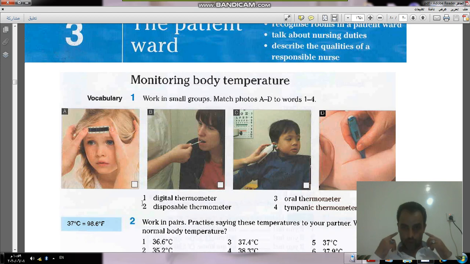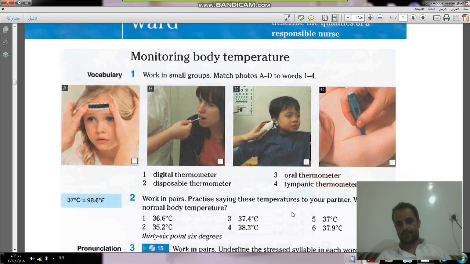Thanks. Now listen to me and repeat. It is necessary to repeat. Number 1, digital thermometer. Again, digital thermometer. Number 2, disposable thermometer. Disposable thermometer. Number 3, oral thermometer. Oral thermometer. Number 4, tympanic thermometer. Tympanic thermometer. Very nice.